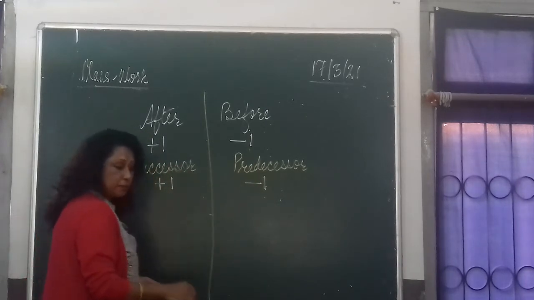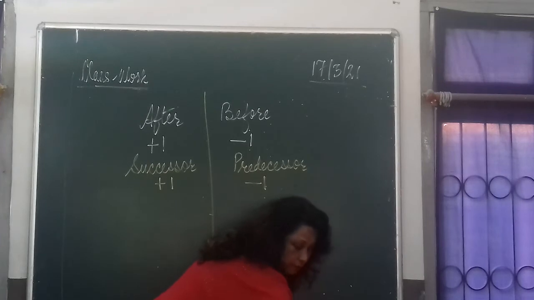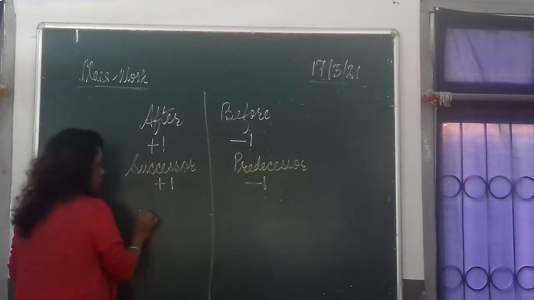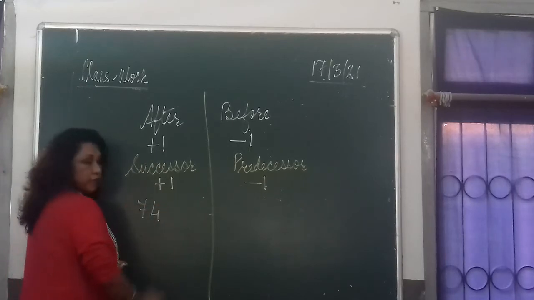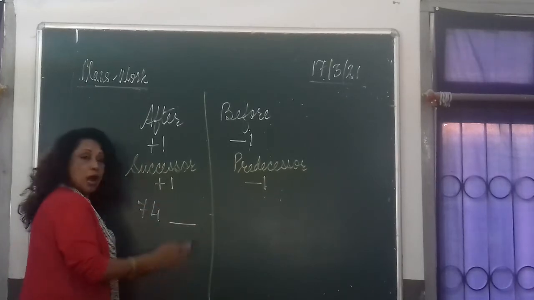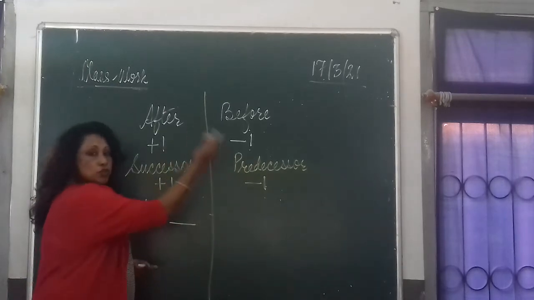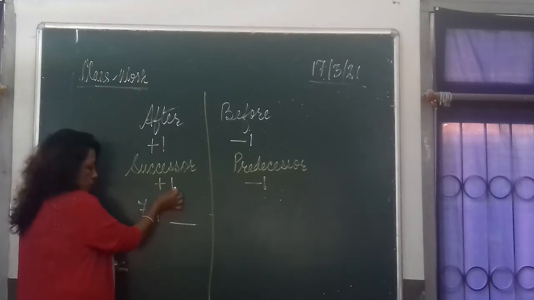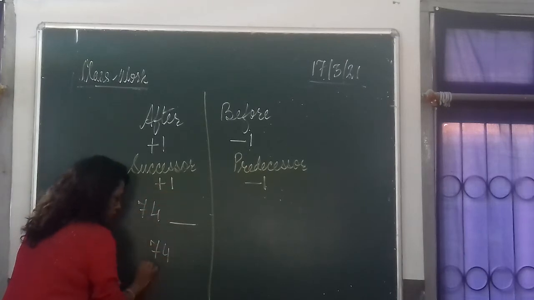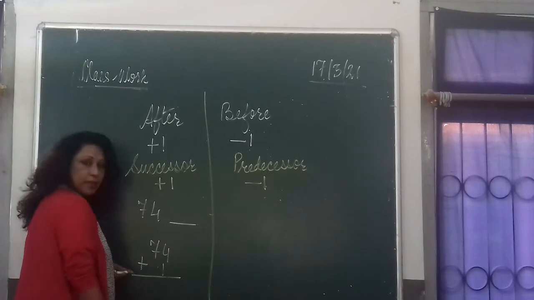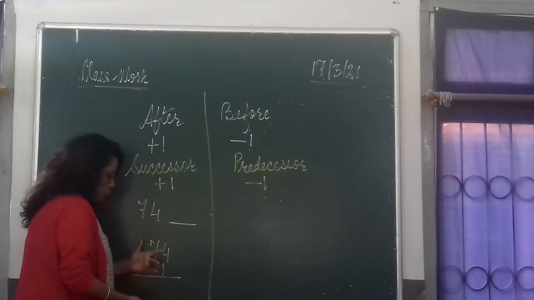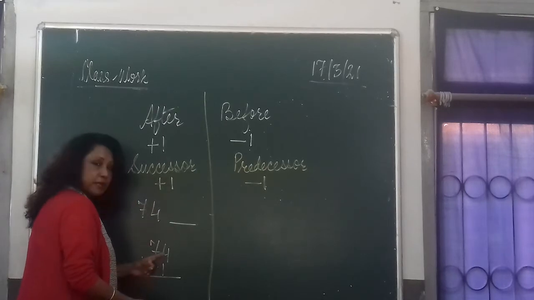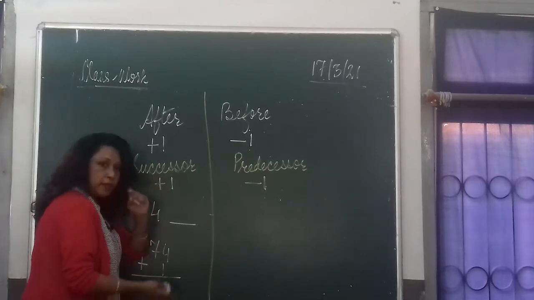Let's see what I mean by plus 1 and minus 1. Now what comes after 74? If I tell you what comes after 74, that means you are going to a bigger number, isn't it? So you have to add 1. So let's add 74 plus 1. Let's see what number comes. 4 plus 1: a small number you take out on your fingers, and the big number you count from here. 4 plus 1 is 5.